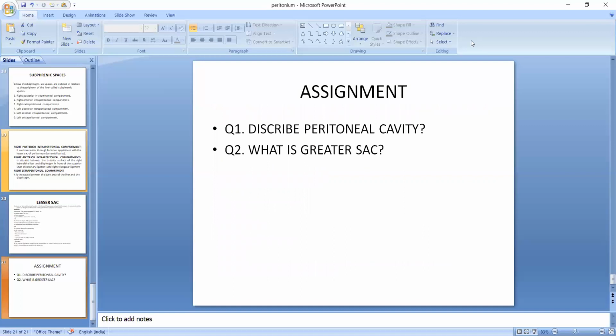And this is your assignment that covers two questions. Describe peritoneal cavity and what is greater sac.